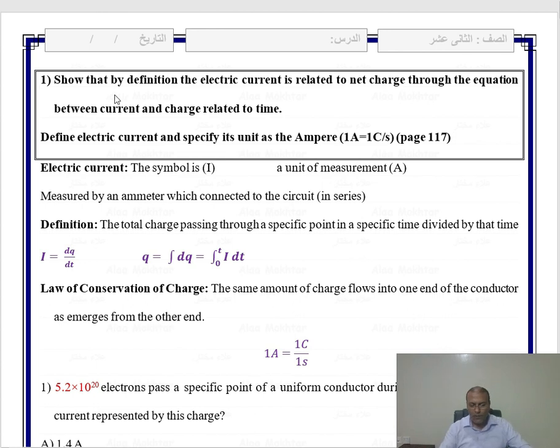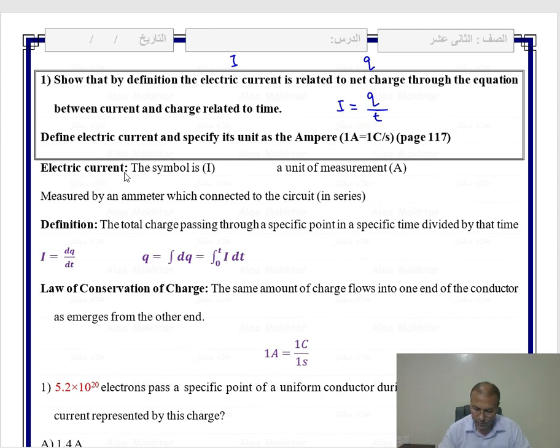The first question says: show that by definition, electric current I, measured in ampere, is related to net charge. Net charge is Q, measured in coulomb, through the equation relating current and charge to time. I think all of us know that I is equal to Q over T. I is current measured in amp, Q is charge measured in coulomb, and T is time measured in seconds. Define electric current and specify its unit as ampere, and ampere equals coulomb over second, as you see from this equation: 1 ampere equals 1 coulomb over 1 second.